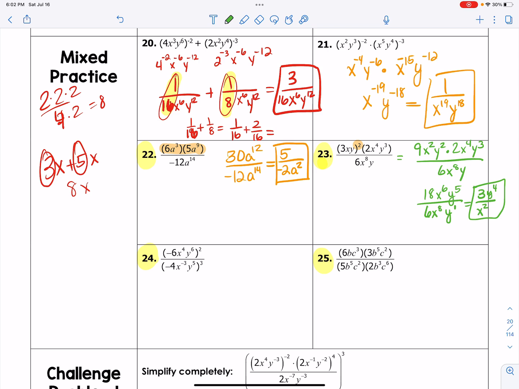Okay, so pause the video if you need to, but I would like you to try question 24. So I'm going to square everything on the top. Negative 6 times a negative 6 is a positive 36. x to the 8th, y to the 12th.